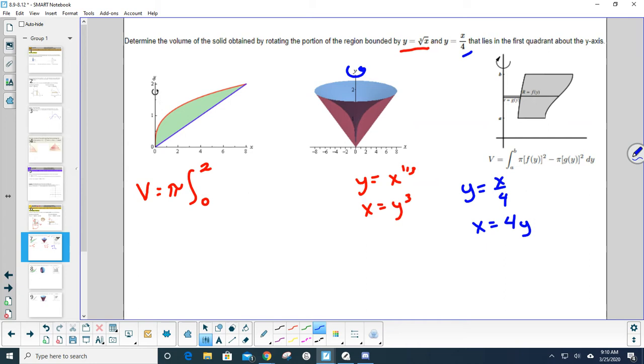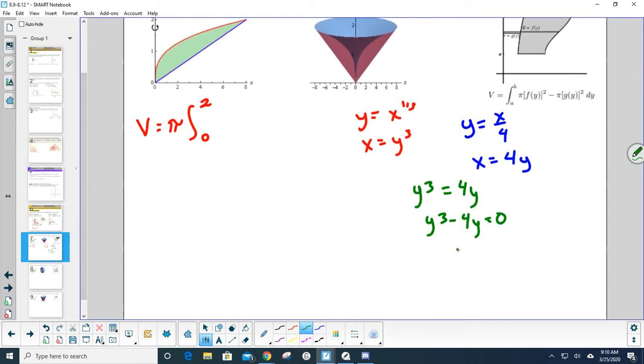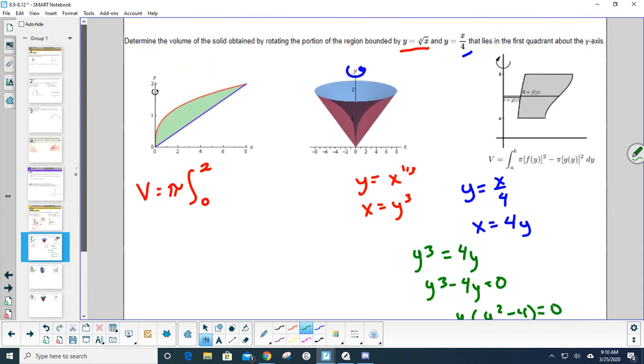If I did not know how to do this, I would have to take these two, y cubed equals 4y, take them all off to one side, factor out the y, and now we get y equals 0 and plus or minus 2. It's obvious it's in the first quadrant, so we have to use that positive 2. There's where it tells me. So if I didn't have a picture and I just had to come up with my bounds, I know I would have to go from 0 to 2 because that's in the first quadrant.